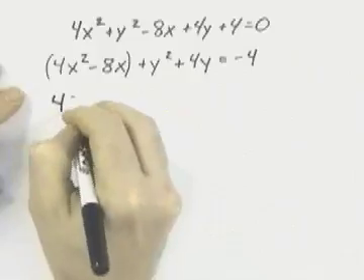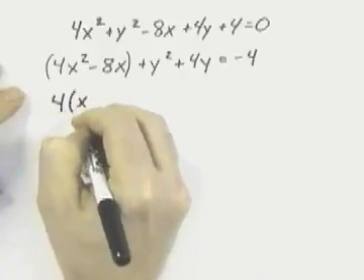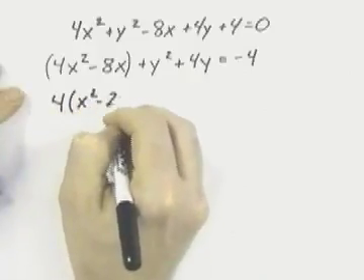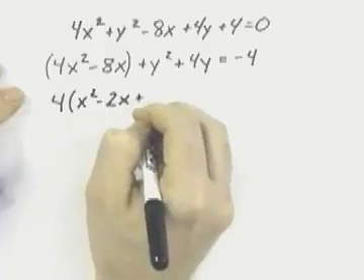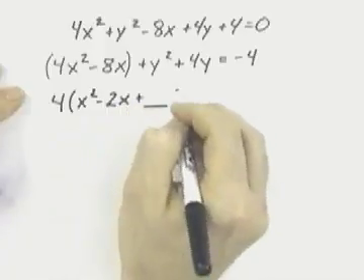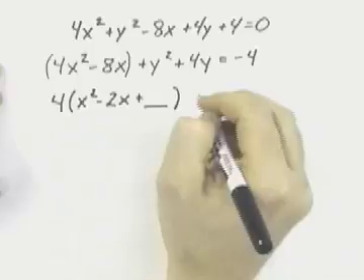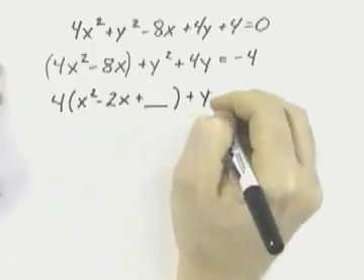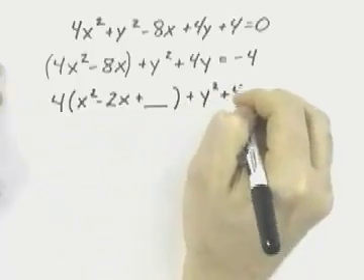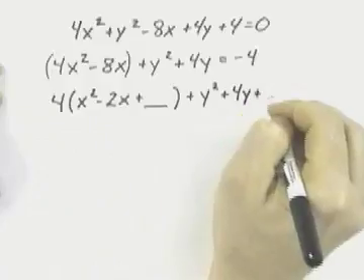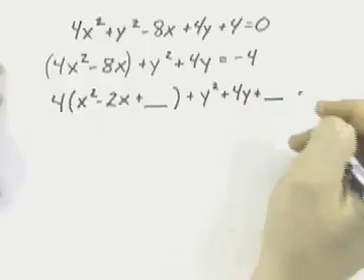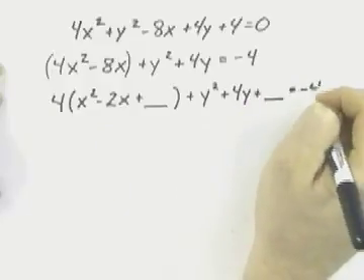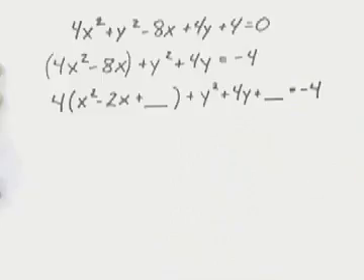So I'm going to have 4 times x squared minus 2x, and then I'm going to have to add some quantity to complete the square. Then plus y squared plus 4y. I'm going to have to add some quantity here to complete the square, and that's going to equal negative 4.